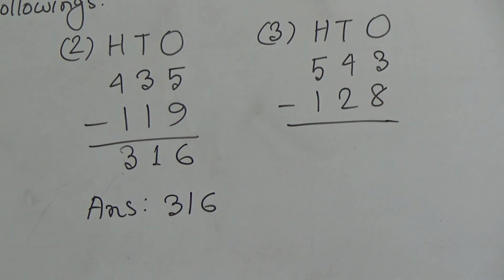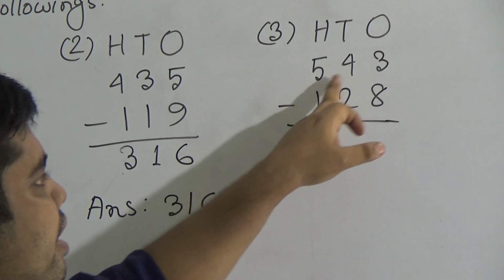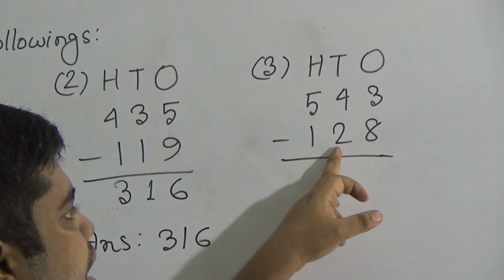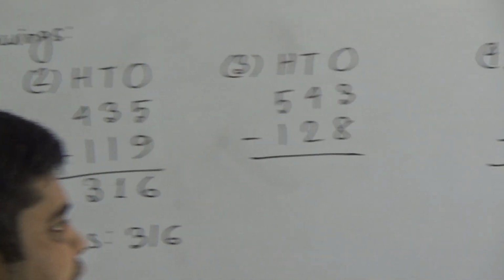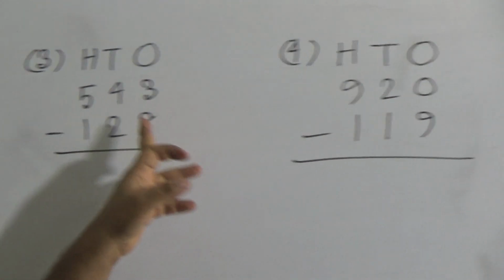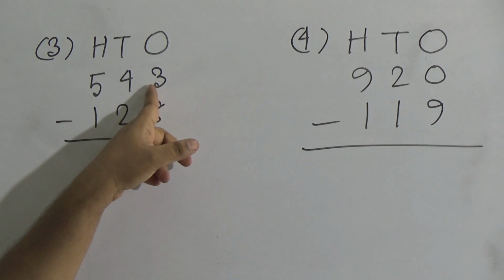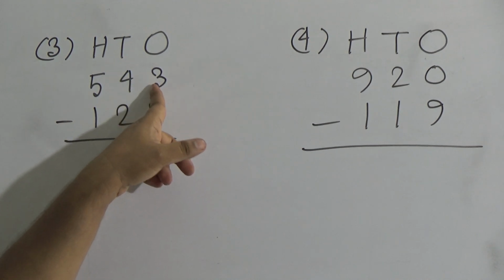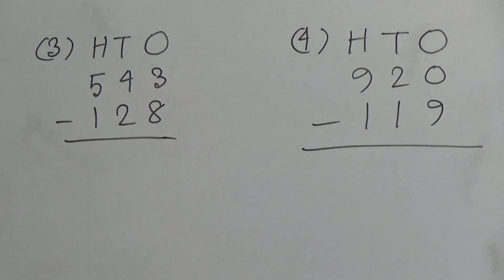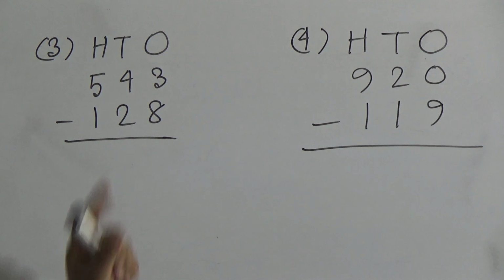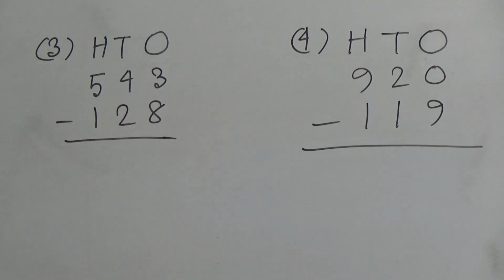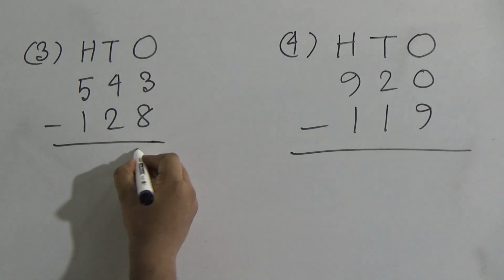We shall go to our next number, 543 minus 128. My dear students, notice 3 is smaller than 8. For this reason, we take 1 from this 4 and we get 13. Now we subtract 8 from 13: 8, 9, 10, 11, 12, 13. That means 5 is needed to make 13. Okay, we write 5 here.